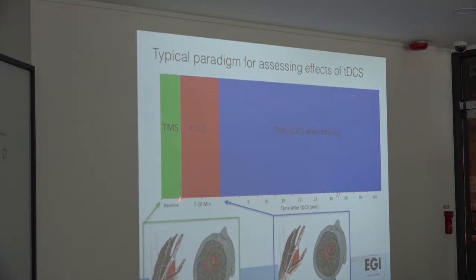So you have a baseline, you have your tDCS, and then you measure the muscle activity and compare it to your baseline to see if it changed or not. That's how they measure cortical excitability. Okay, does that make sense?